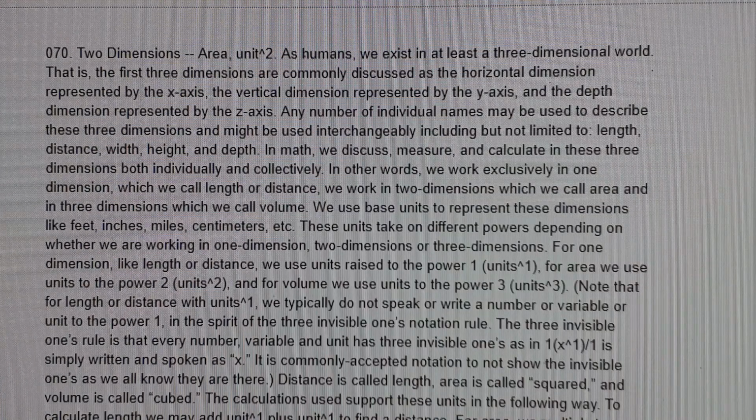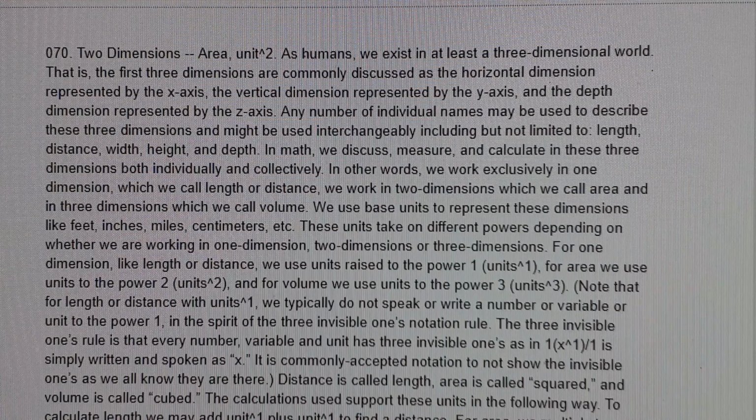Distance is called length. Area is called, quote, squared, end quote, and volume is called, quote, cubed, end quote. The calculations used support these units in the following way.